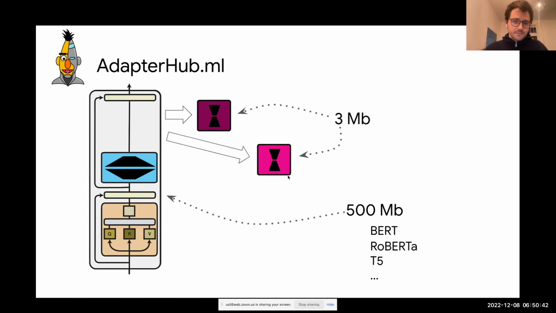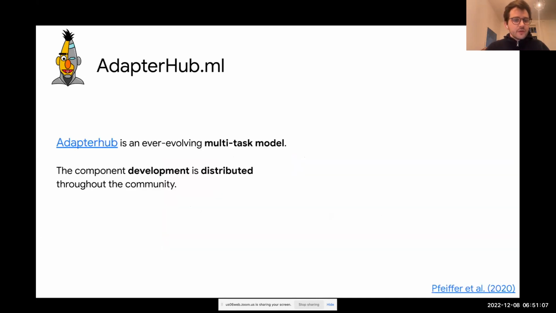So, for example, these adapter layers only correspond to 3 megabytes of data, and even less depending on the method that you're using, and what Sebastian has talked about earlier, whereas these shared parameters require much more storage space, and any type of architecture can be used here. So from that perspective, frameworks like the Adapter Hub are an ever-evolving multitask model.